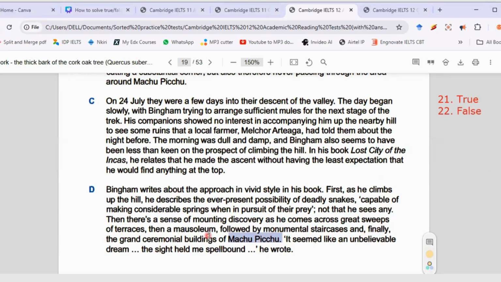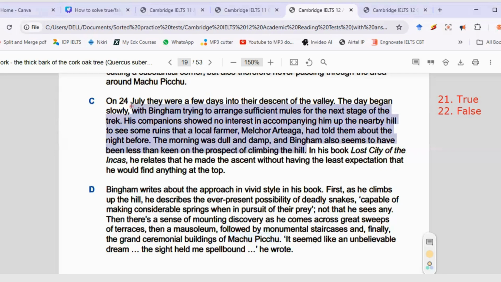Hold on, let's go back a little bit. Look at paragraph C. On July 24, a few days into their descent of the valley. So they are describing what happened on that day. Let's read it closely. The day began slowly with Bingham trying to arrange sufficient mules for the next stage of the trek. His companions showed no interest in accompanying him to the nearby hill to see some ruins. Ruins, take note of that word. That the local farmer, Melchor Arteaga, had told them about the night before. The morning was dull and damp, and Bingham also seems to have been less than keen on the prospect of climbing the hill.